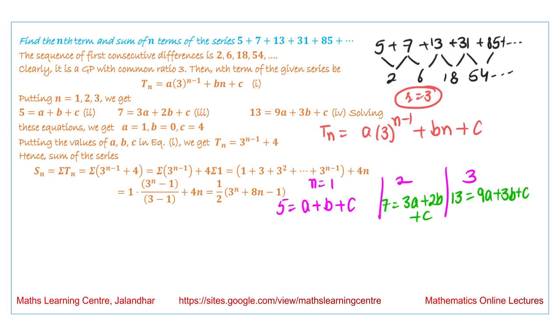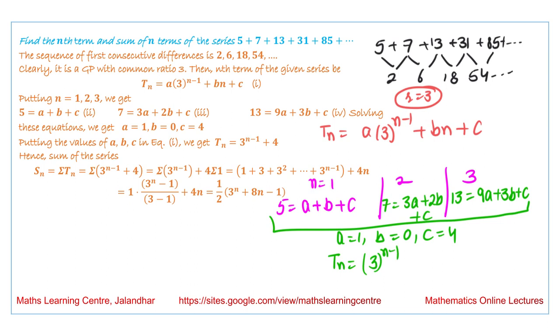Now on solving these three equations, we obtain the value of a equal to 1, b equal to 0 and c equal to 4. You can use any method to solve these equations, and you will obtain the values of a, b, c in this way. So Tn is equal to 3 raised to the power n minus 1 plus 4. So the sum of n terms, sigma Tn, is equal to sigma 3 raised to the power n minus 1 plus 4 sigma 1.